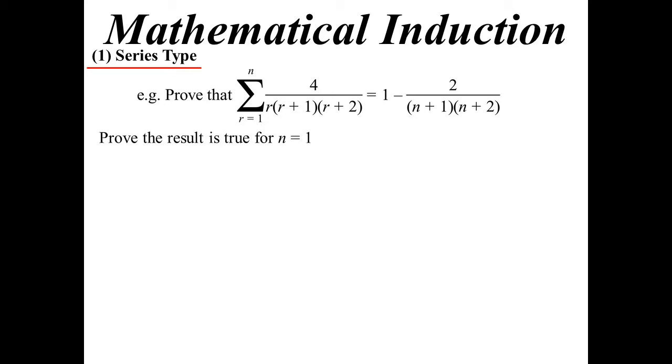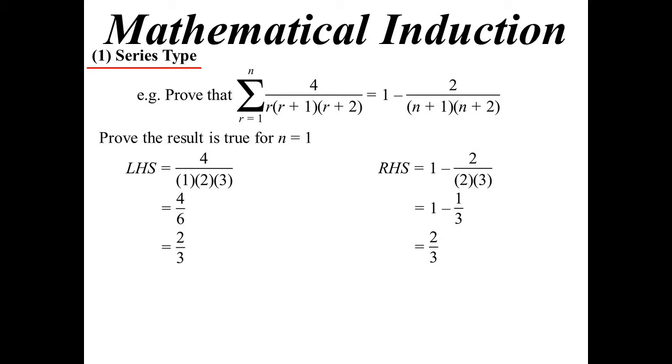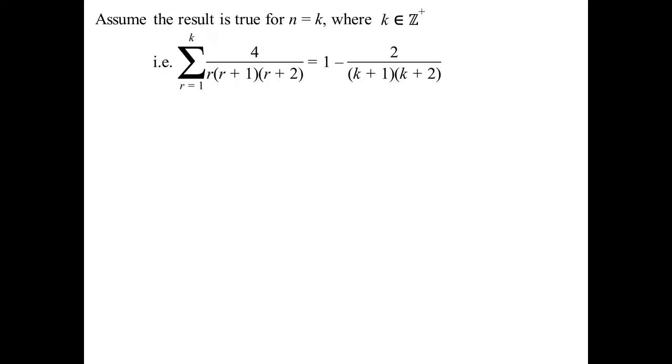So n equals 1. On the left hand side, subbing into our general term there, we end up with 2/3. Right hand side, we sub it into our proposed formula and we get 2/3. So okay, it works for the first situation. In this case, the left hand side does equal the right hand side. Now I'm going to assume it's true for n equals k, where k is a positive integer. So in other words, there's my assumption. Basically, I replace the n with a k.